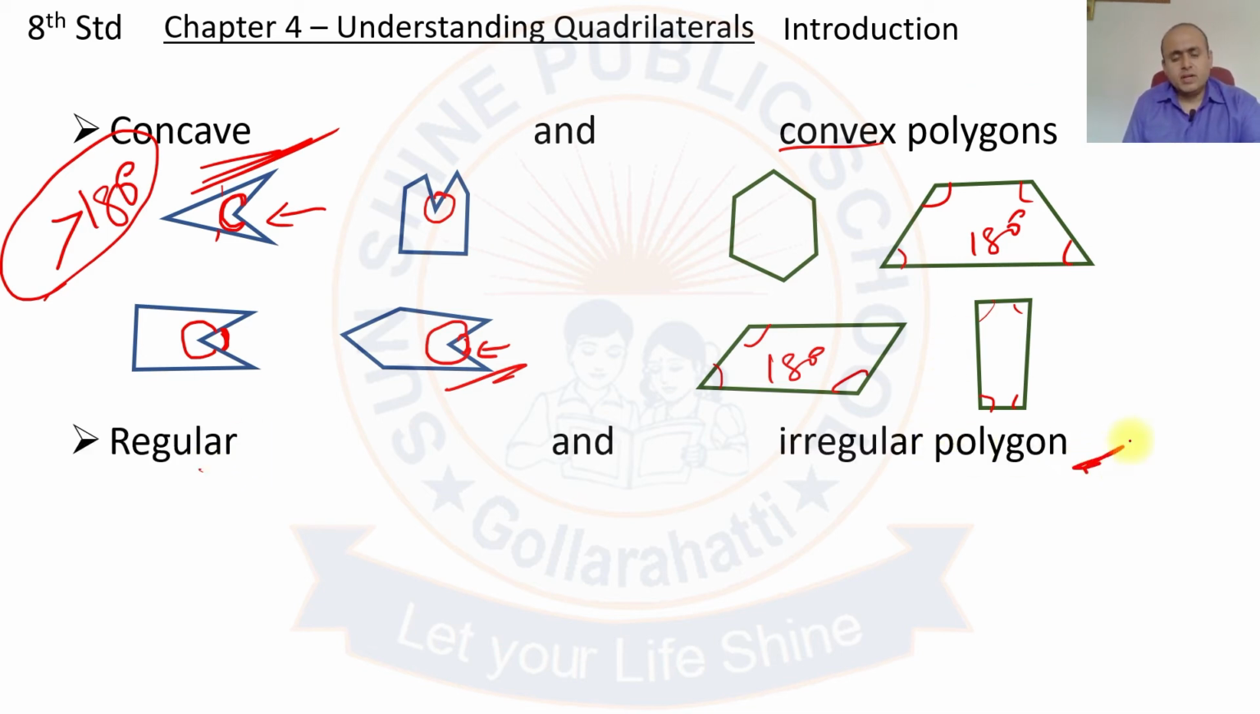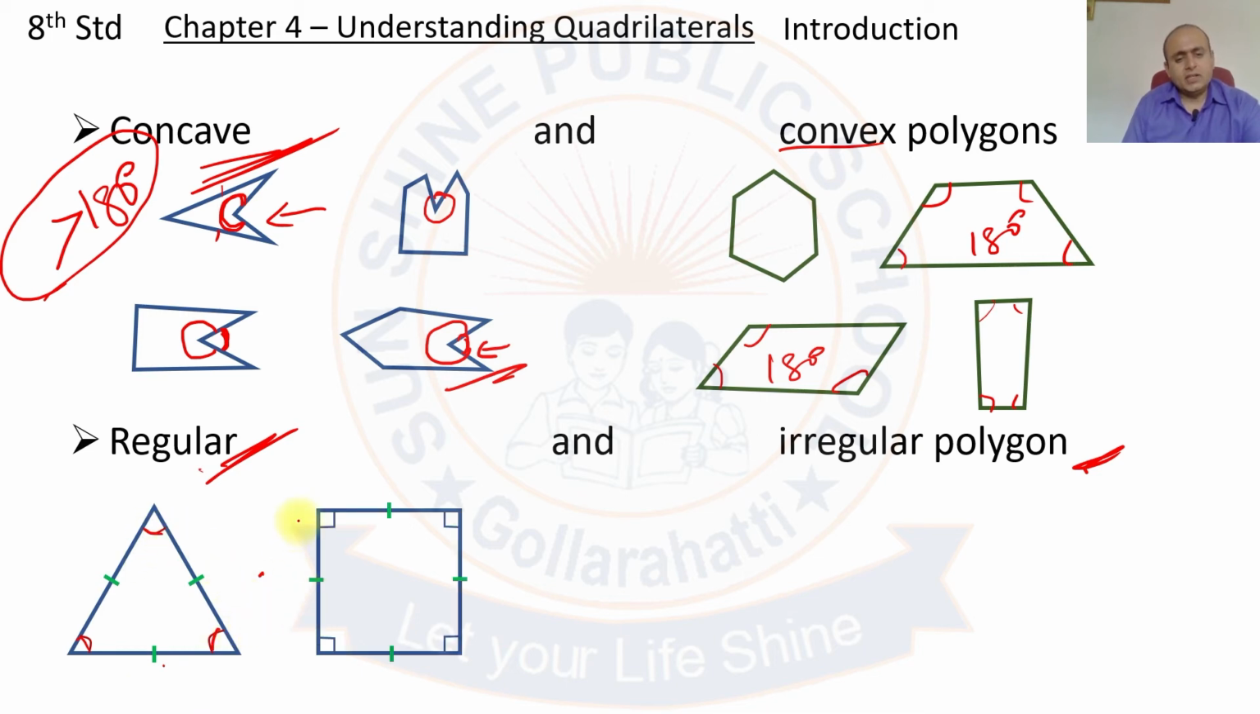Regular and irregular polygon. See, what is a regular polygon? A regular polygon is nothing but any diagram having all sides equal and all angles equal. A figure that is equiangular and equilateral will be called a regular polygon. For example, we have taken a triangle, in this triangle all sides are equal and all angles are also equal. So sides should be equal and angles should be equal, such a diagram we call a regular polygon. Here I have taken a three-sided regular polygon. All sides are equal and all angles are equal, such a figure we call a regular polygon.